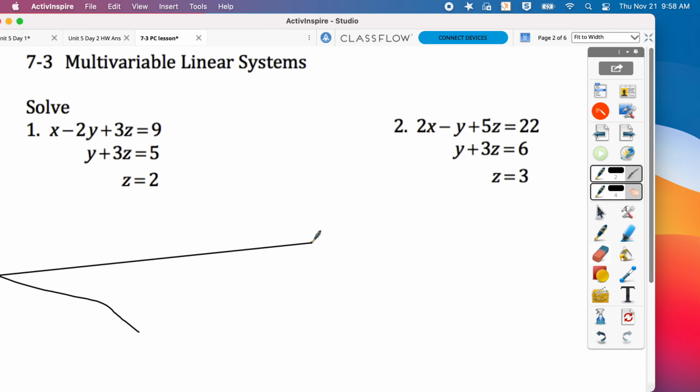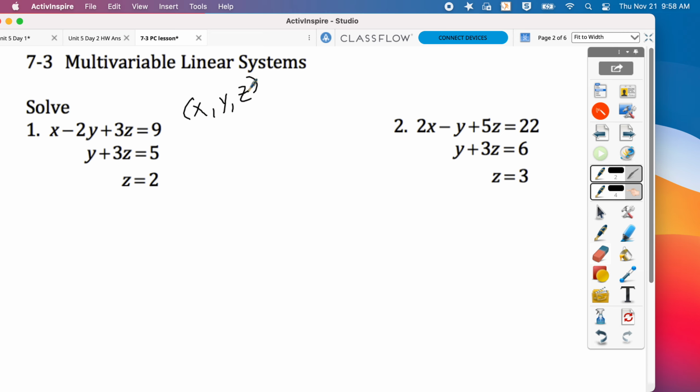All right, here's today's lesson. Today, instead of having two variables and finding an x and y coordinate, we're going to have three variables, and we're going to find an x, a y, and a z. So we're dealing with three dimensions. It's just not on a sheet of paper. Our third axis, our z-axis, is going to be coming off of our paper, giving us three dimensions.